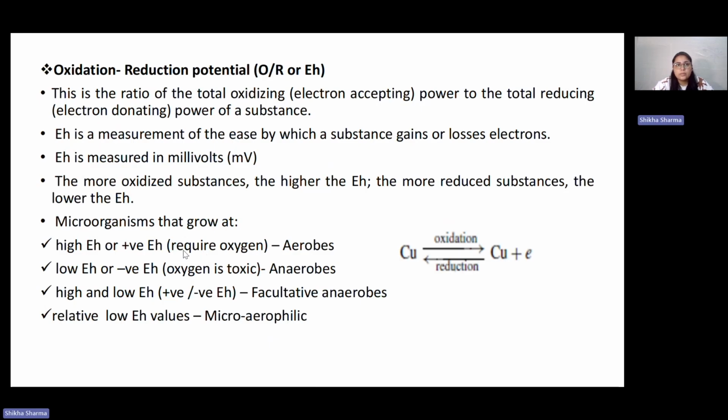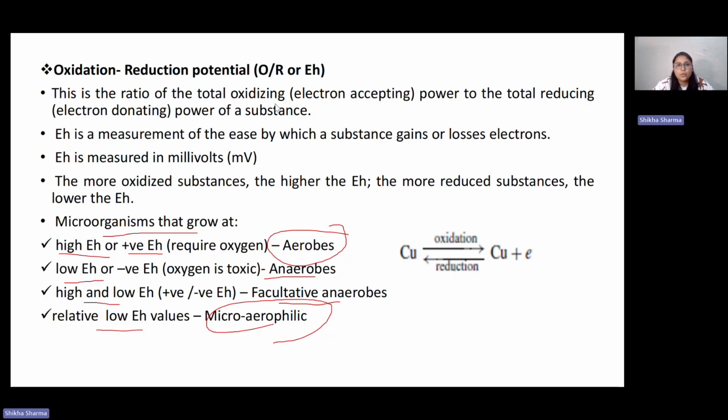Because we can see, if the Eh, which is the oxidation reduction potential, is high or positive, aerobes can grow, which are microorganisms that need oxygen. And if low Eh or negative Eh is there, then oxygen is toxic for them and only anaerobes can grow. At both high and low Eh, the facultative anaerobes can grow, and at relatively low Eh values, microaerophiles can grow.